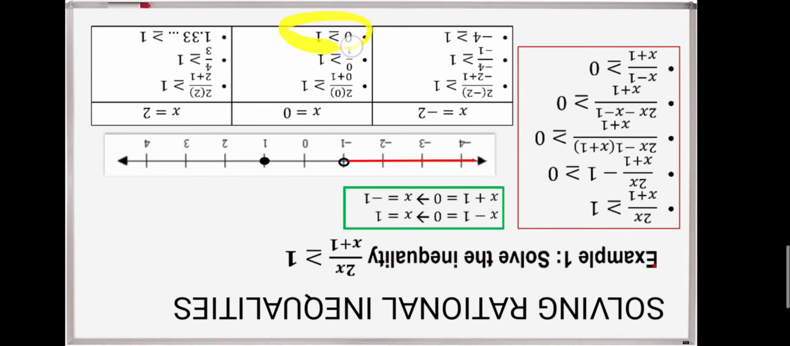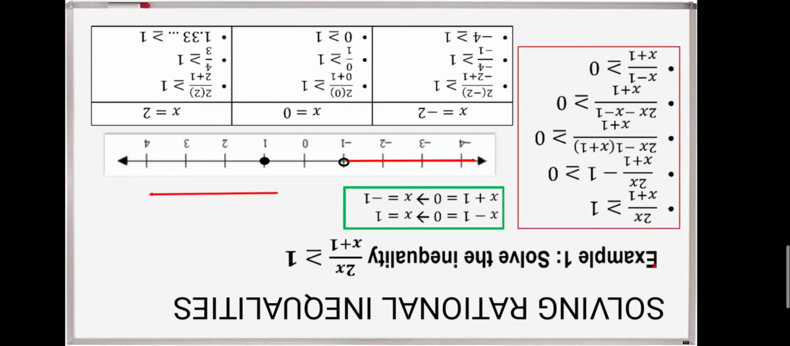Okay, 1 is greater than 0. Therefore, it is not included in our solution. Then on this part, let's say we will get 2. So x is equal to 2. Therefore, we have 2 times 2 is 4. Then 2 plus 1 is 3. It's greater than or equal to 1. So 4 over 3 is approximately 1.333. So it is greater than or equal to 1. Okay, that is true. Therefore, this part is also included in our solution.